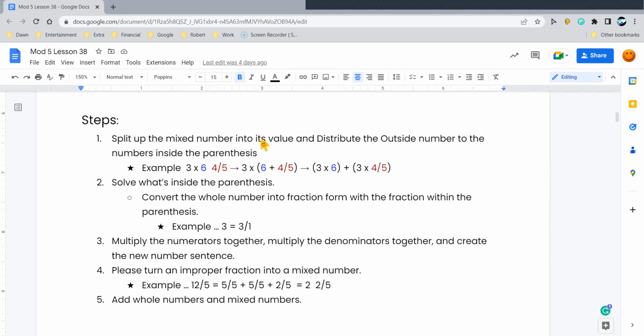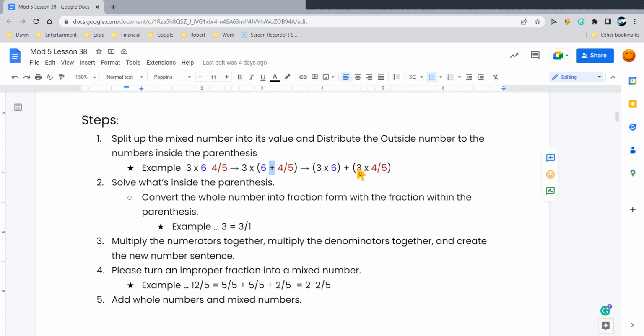Here are the steps. We're going to split up the mixed number into its value, distribute out the outside number, and create parentheses. So we have 3 times 6 and 4/5. We take the 6 and 4/5 and turn it into its own number sentence: 3 times the quantity of 6 plus 4/5. So we get 3 times 6 plus, because I have the plus right here, I'm adding these two, 3 times 4/5. And then I'll do what's inside the parentheses.